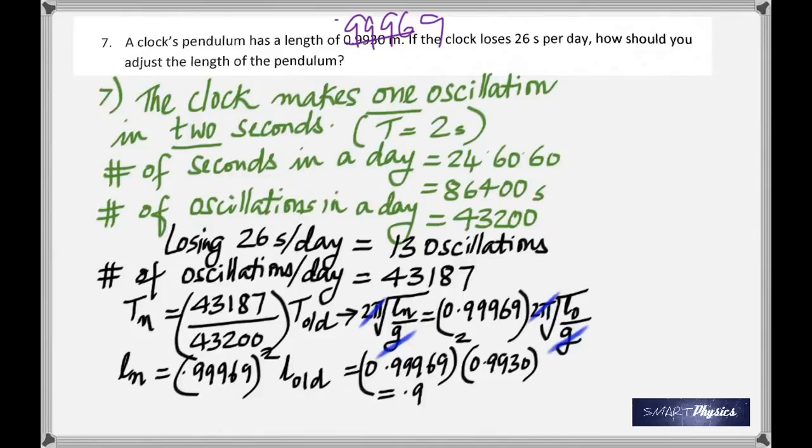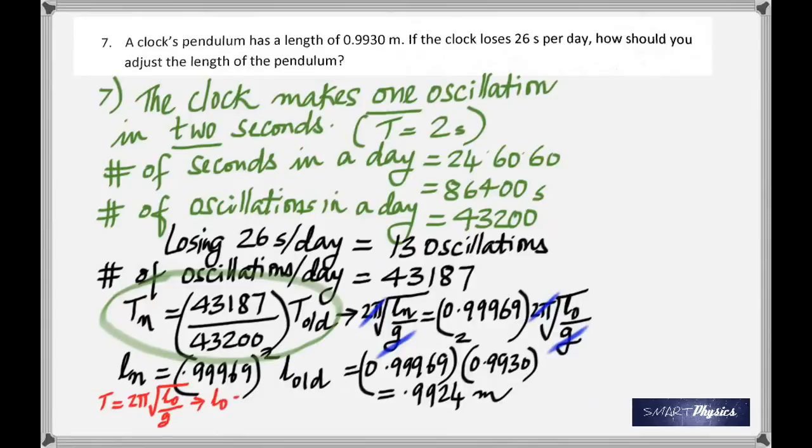Oh no, that was just the ratio. Now I see that. That was the ratio, 43,187 divided by 43,200. Pardon me for that. And then you have the same 0.9930, and then you get the new length as 0.9924 meter. Just trying to work backwards and say that the old length was 0.9930 meters. So you need not do that. So try to understand this problem.